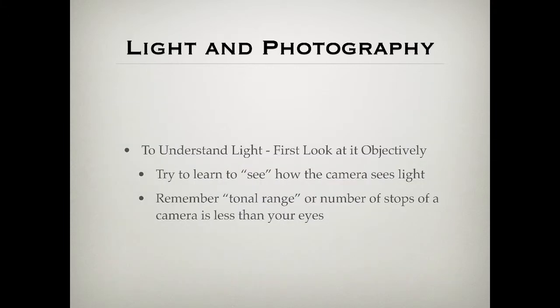So to think about light, understanding light, first we have to look at it objectively. So what does that mean? It says try to learn to see how your camera sees light. As I've mentioned, the human eye is a wonderful instrument. And the brain, we can focus on things and see all kinds of details and huge contrast range from very dark to very light scenes. We have a lot of capabilities in our eyes, and our cameras and the lens support a subset of that capability. So you have to think about, what does a camera see?